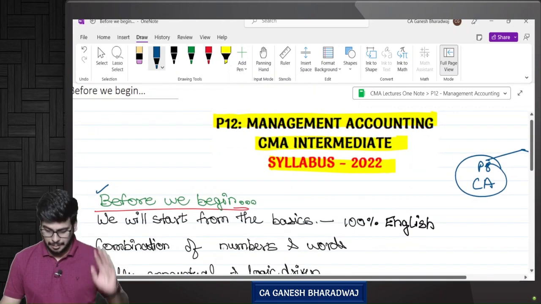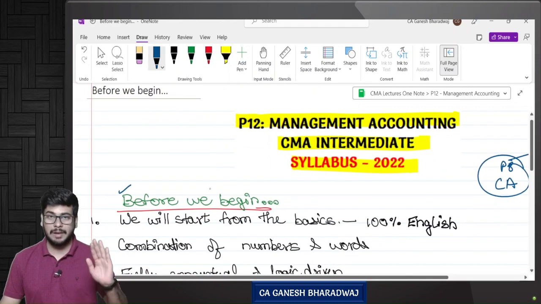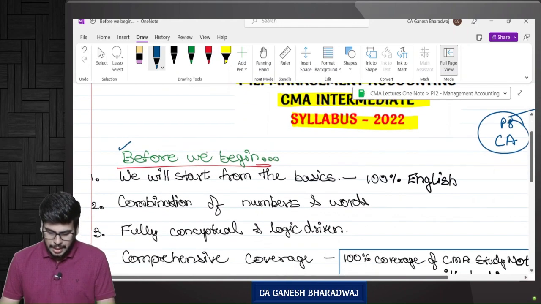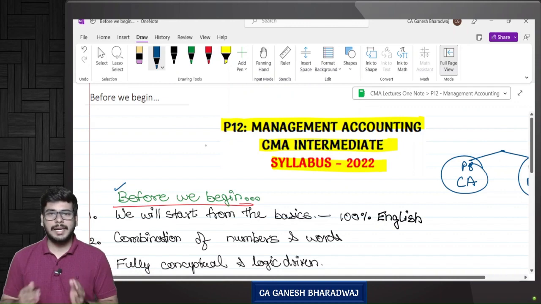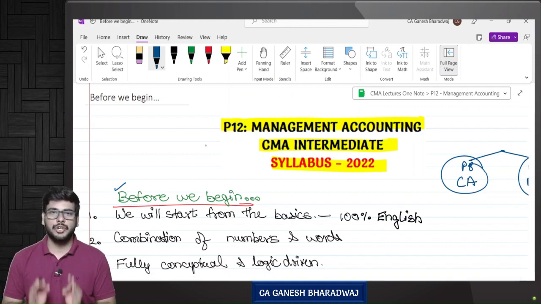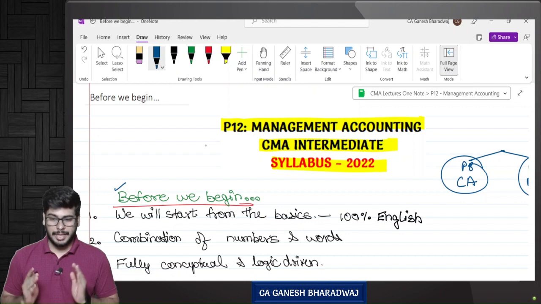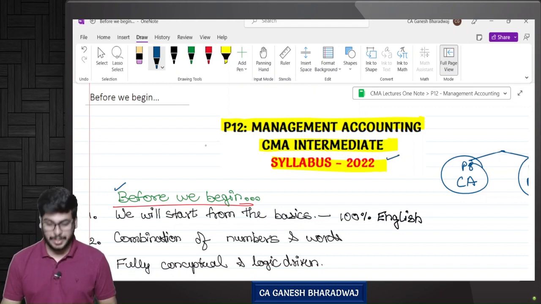And we all have assembled here for this particular paper 12, which is management accounting. Right. Now, the first thing that you need to know is that this paper, management accounting, is a brand new paper which has been introduced for the very first time in your CMA intermediate course itself. This is as per syllabus 2022.